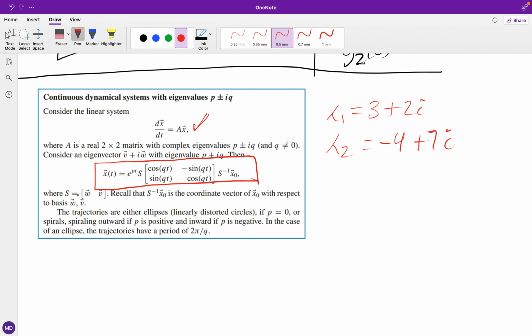You want to compute the matrix S, which contains the real and imaginary components of your eigenvectors. And you also want to take the real and imaginary components of your eigenvalues. And by taking e to the pt times this matrix product and the initial condition here, you will get your x of t, which will include sines and cosines.